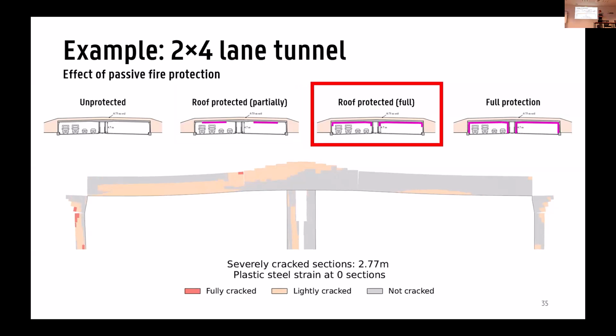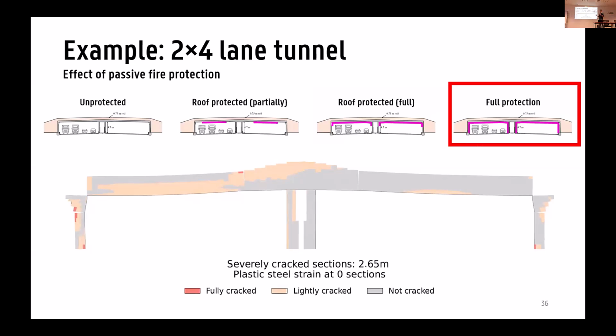A next step could be to protect the entire roof and the first meter of the walls. This is quite common in the Netherlands. And if we look at this result, all the plastic hinges have disappeared. So the damage after the fire will again be a lot less than in the previous cases, but there is still some cracking. And then the last case is to fully protect it, just to see what the added benefit would be. We see that the result is almost identical to the previous case. So you can already conclude that protecting the entire tunnel, including the walls all the way to the bottom, will be costly, but it will not gain you a lot in terms of damage.